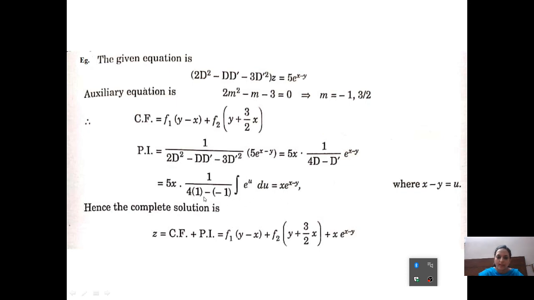We have placed a in place of D and b in place of D dash. Then we put an integration because this equation is now in linear form. E to the power u, we have replaced this expression with u for some time. And finally we integrate it. Thus, we have obtained this expression. Hence, we can obtain the complete solution by writing it in the form of complementary function plus particular integral.